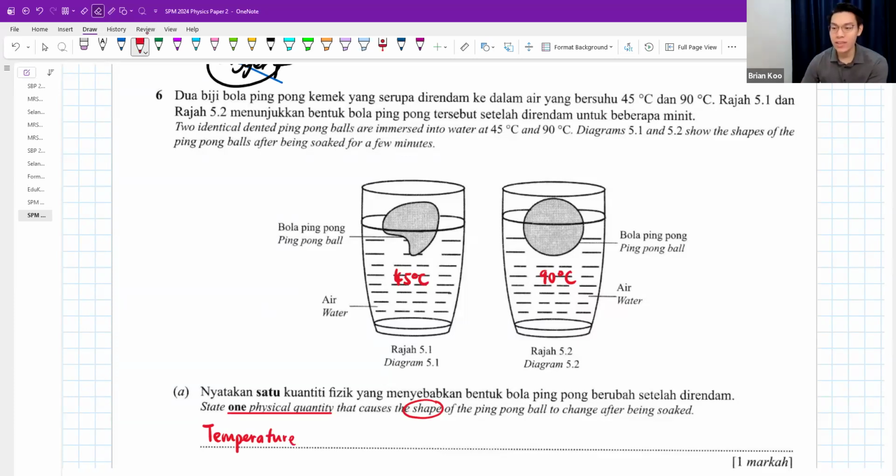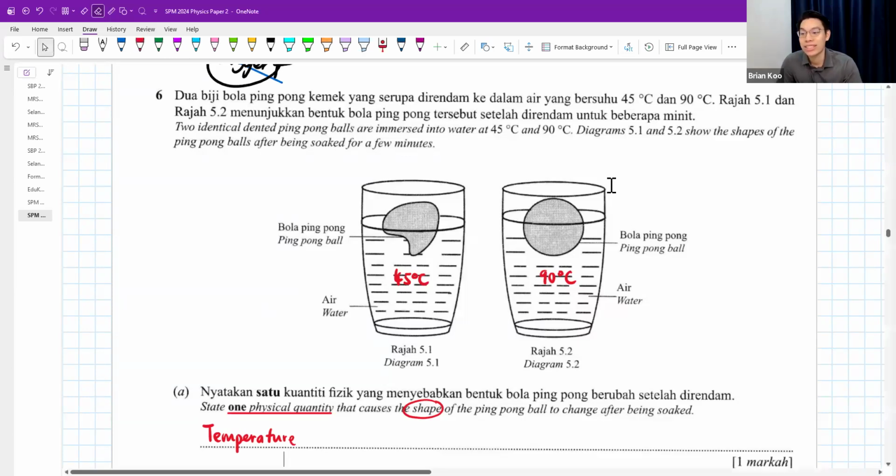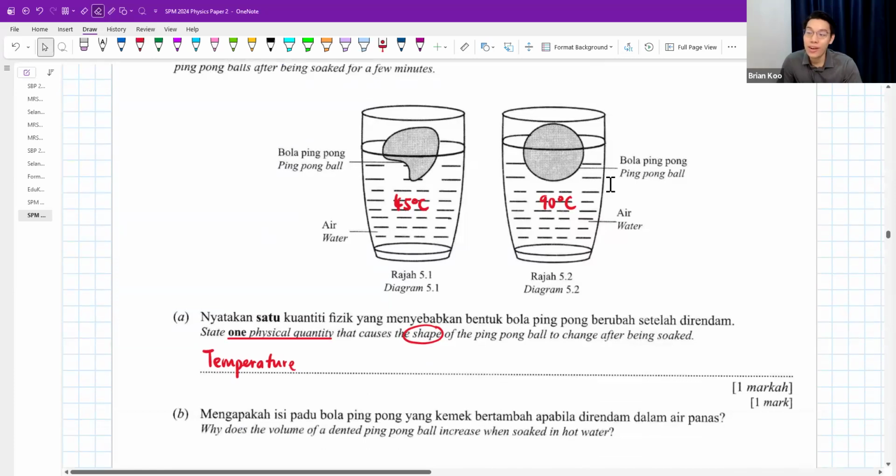Some people may argue and say, teacher, what about the pressure and all that? I feel the best answer is going to be temperature. Different temperature cause, or you can say heat also. I don't think it's pressure. I don't think pressure is a good answer. Why? Because the pressure on both sides is actually pretty similar.